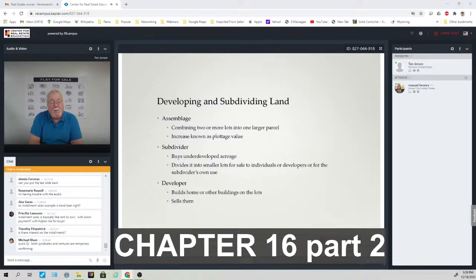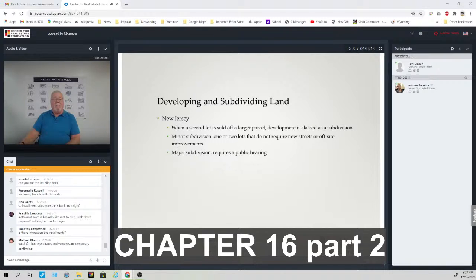Now you know why farmers are getting offers of millions and millions and millions of dollars to sell their farms to developers so they can turn around and turn them to residential homes and sell them for tens of millions of dollars. Yep, it's happening. So a developer, by definition, builds homes or other building lots or other buildings on lots and then sells them. A subdivider is someone who buys property and then subdivides it by creating at least one additional secondary lot from one single lot. That's a subdivider.